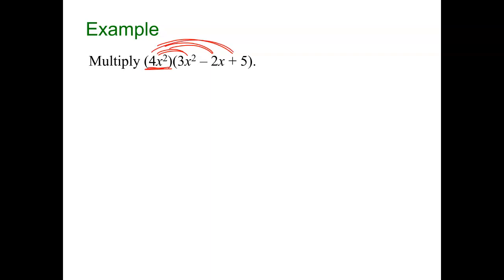Right, okay. So if I have 4x squared times 3x squared, what's that get me? 12x to the fourth. And now I have to do 4x squared times negative 2x. Yep. Negative 8x to the third. Good. And then 4x squared times 5. Not third. Nope, because 5 doesn't have an x. So it's just the 5 times the 4 and the x squared stays. Okay? Just distributive property. Everything in the first gets multiplied by everything in the second.